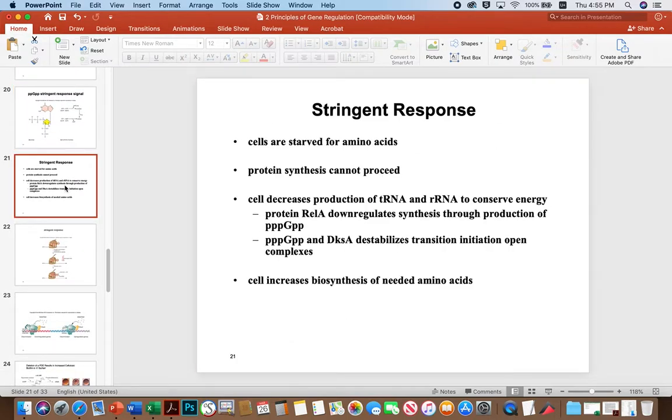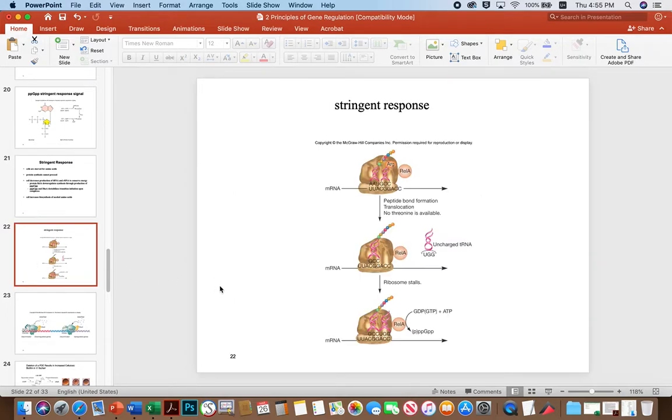So the stringent response text is here, and the actual diagram is here. And so this is really predicated on this protein RelA. So you can get the aminoacyl tRNA coming in, in this particular case an arginine aminoacyl tRNA. You get peptide bond formation, meaning this nascent polypeptide chain gets stuck onto the arginine, and then the ribosome shifts over. That leaves the A site open for the next amino acid.